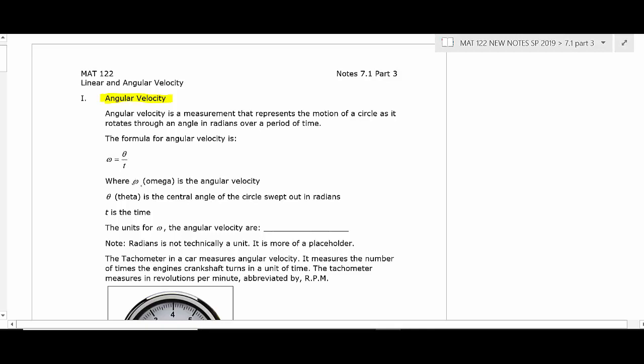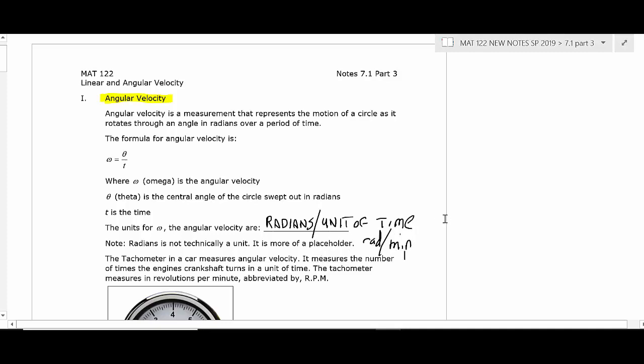What that means is omega is what we use for the angular velocity. It's a Greek letter. Theta is the central angle of the circle that's swept out in radians, and t is the amount of time. The units, usually what you're going to see, you want to write this down, is radians per some unit of time. So for example, you might see radians per minute, or radians per second.